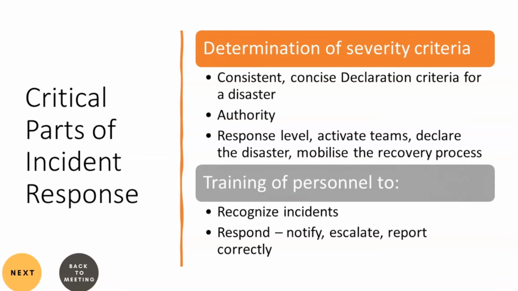One is the training, the other one is determination of the severity. Priority, how we can set the priority. Severity is also the criteria for setting the priority. The determination of severity criteria should be consistent. It should be concise, and there should be some authority which can declare any incident as a disaster so that our respective team can be activated and we can mobilize the recovery process.